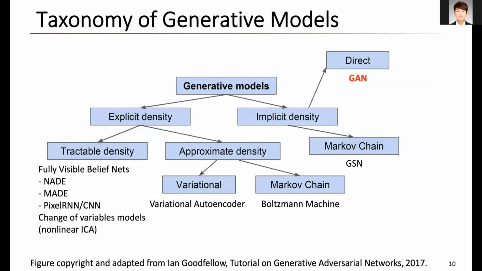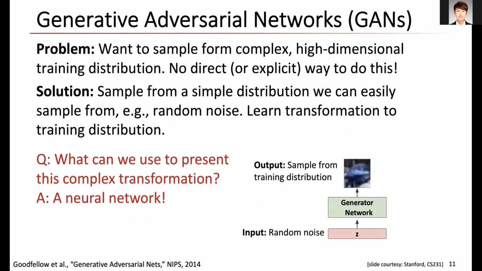So when you think of the taxonomy of generative models, there are two categories: explicit density estimation and implicit density estimation. There are many kinds of explicit density estimation methods, for example, PixelRNN, PixelCNN, the variational autoencoder, or autoregressive models. But one of the popular implicit density estimation methods is GAN. So that's today's topic. Then what is GAN?